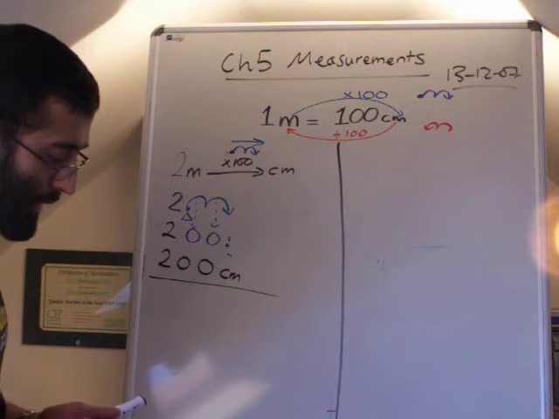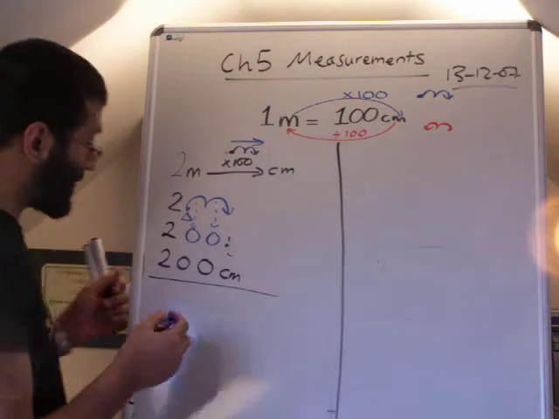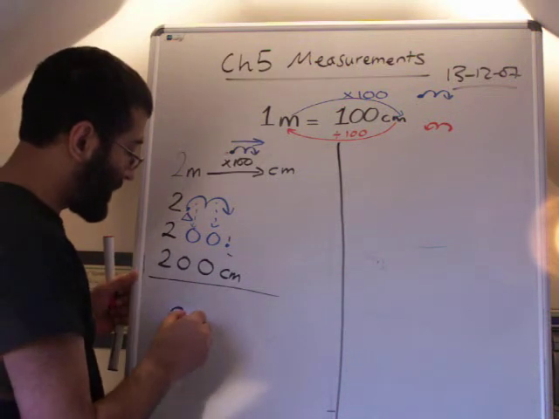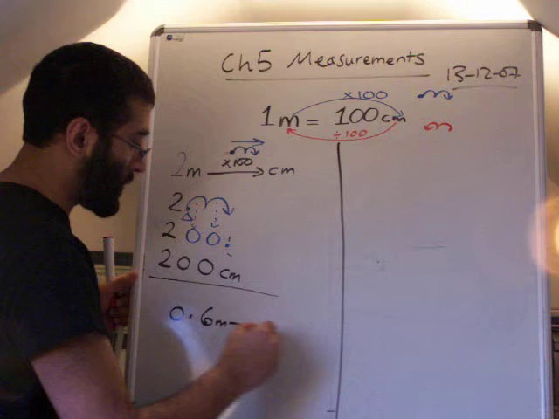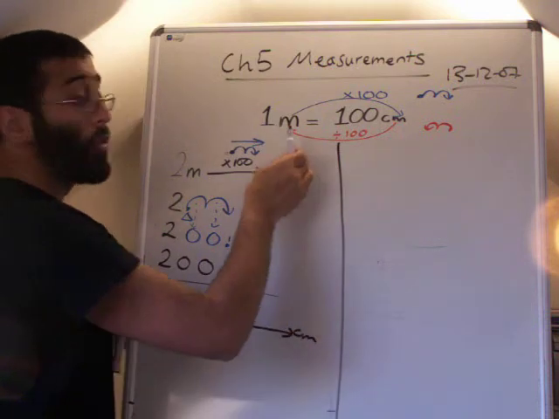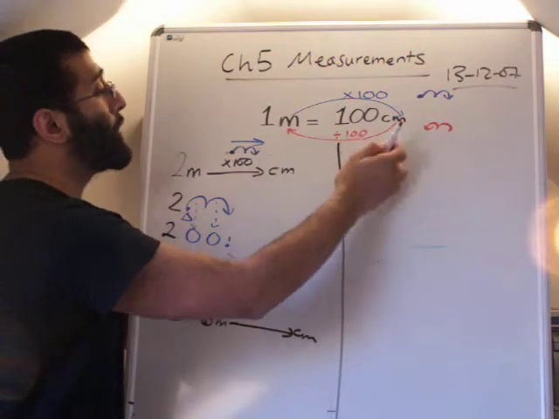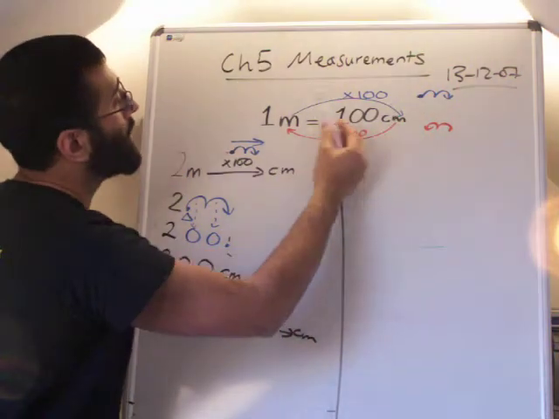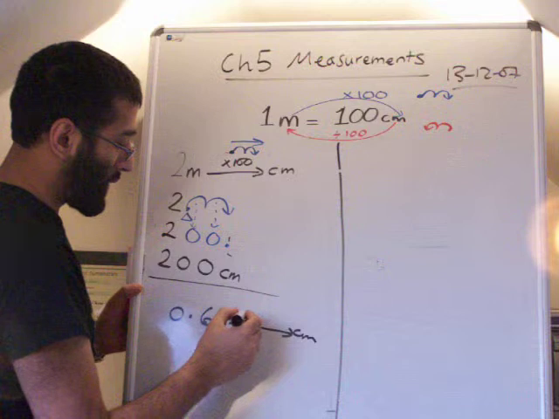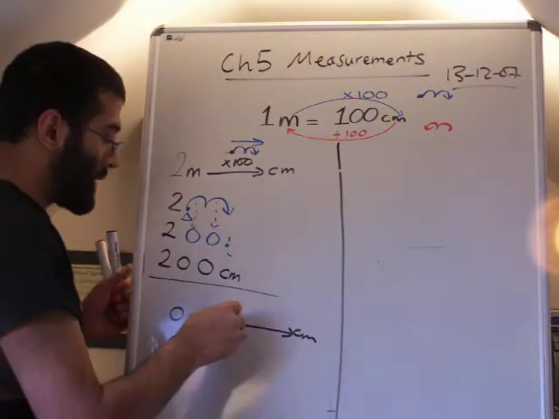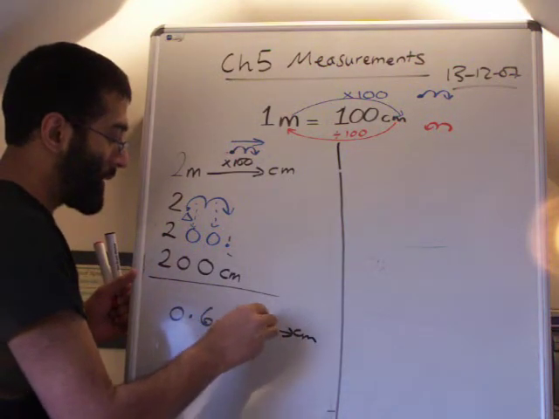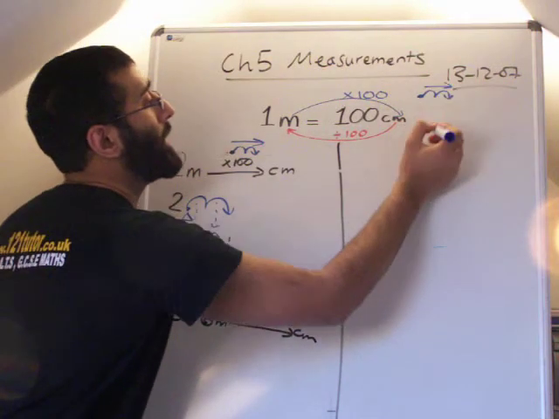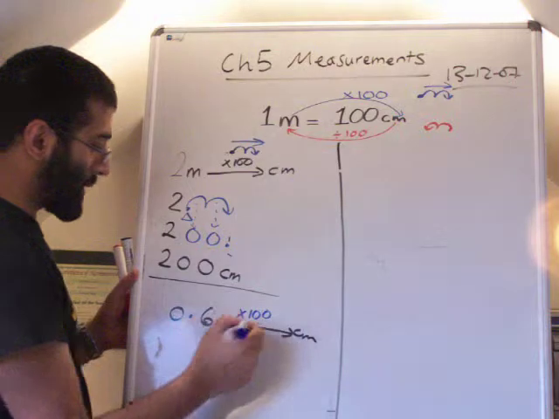Let's have a look at question number 6, 0.6 meters. Here we have 0.6 meters. We've got to change that into centimeters. Look at our identity. 1 meter equals 100 centimeters. So if I'm going from meters to centimeters, I'm going in the blue direction here. So it's going to be times by 100. Times by 100 means get the decimal point and move 2 places to the right.